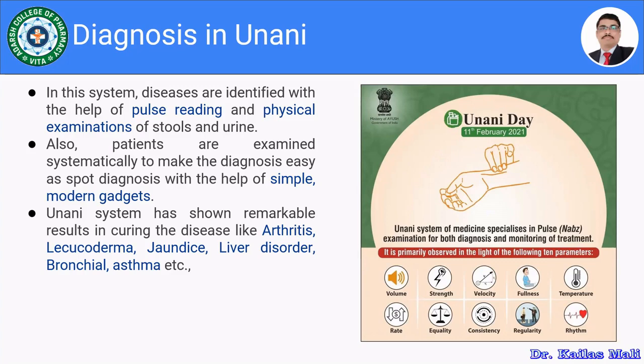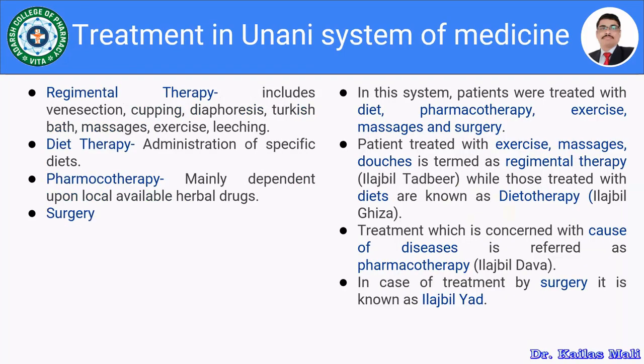The Unani system has shown remarkable results in curing diseases like arthritis, leukoderma, jaundice, liver disorder, and bronchial asthma. Furthermore, if you see the image, you will get an idea about the certain parameters which are examined, like volume, strength, velocity, fullness, temperature, rate, equality, consistency, regularity, and the reason. In this way, it is possible to diagnose the patient in the Unani system of medicine. Let us move towards the treatment in the Unani system of medicine.